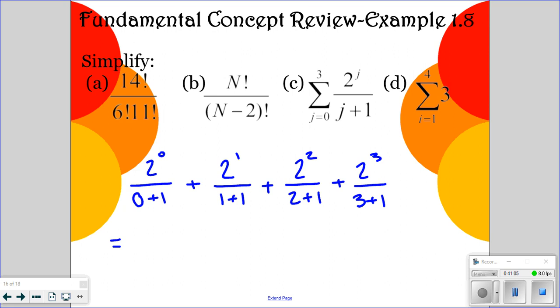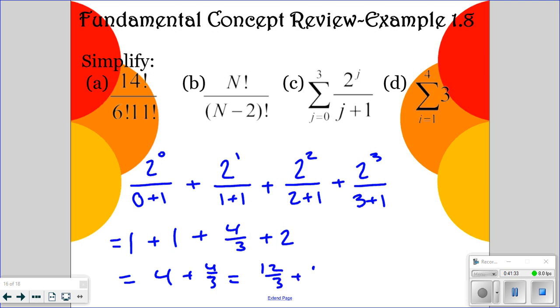This first term is just going to be a 1. This second term is going to be 2 over 2, which is a 1. This next one is 4 over 3. And then this next one is 8 over 4, which is 2. And if you add those together, 1 plus 1 plus 2 is 4, plus 4 over 3 is 12 over 3, plus 4 over 3, 16 over 3. So that would be your answer for that one. So that's how summations work.